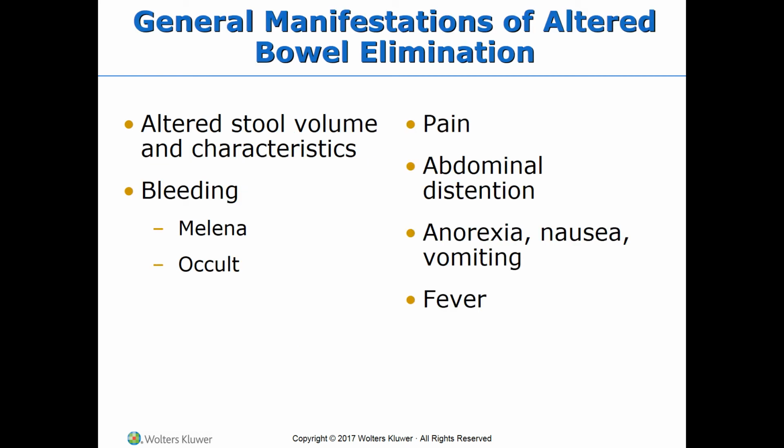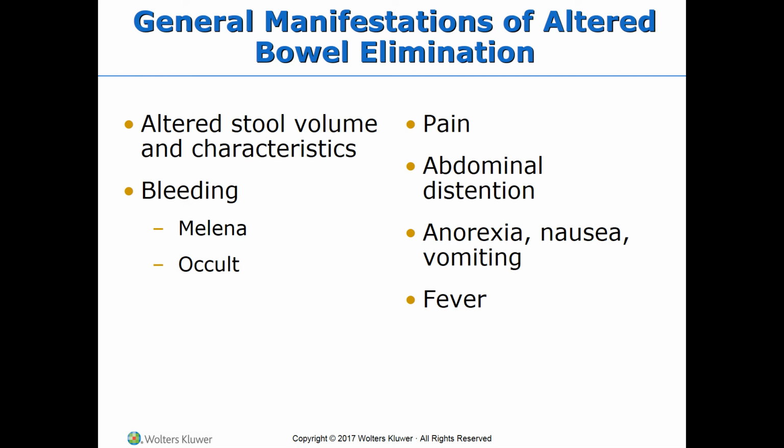General manifestations of altered bowel elimination will be having altered stool volume and characteristics. You can have bleeding, which will be melena, in which you will have stools that look like they have coffee grounds in them, so that's partially digested blood. Or you can have occult blood, in which you cannot see the blood, but you can have a test that can detect the presence of red blood cells.